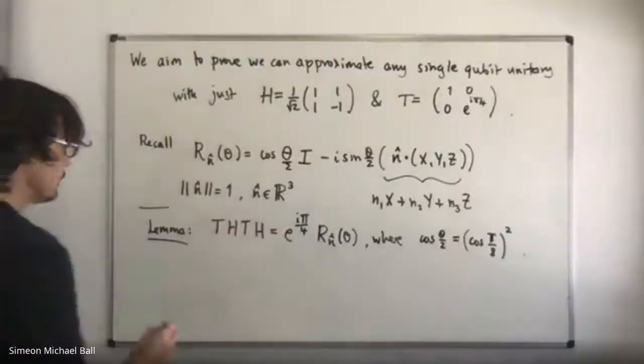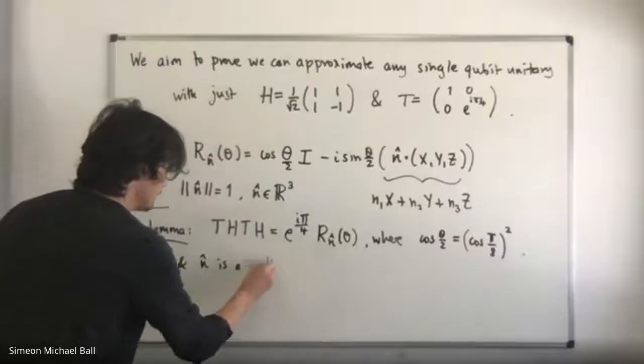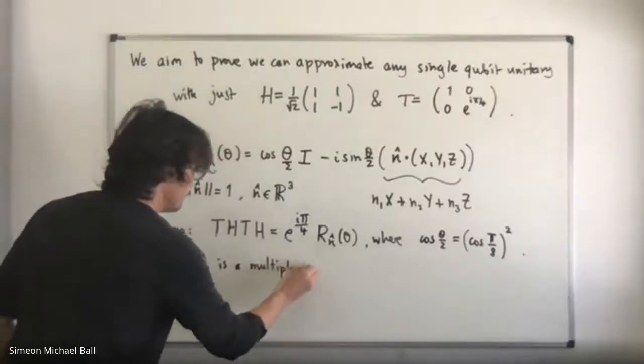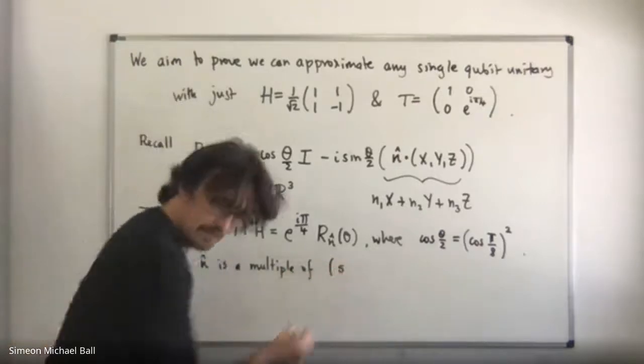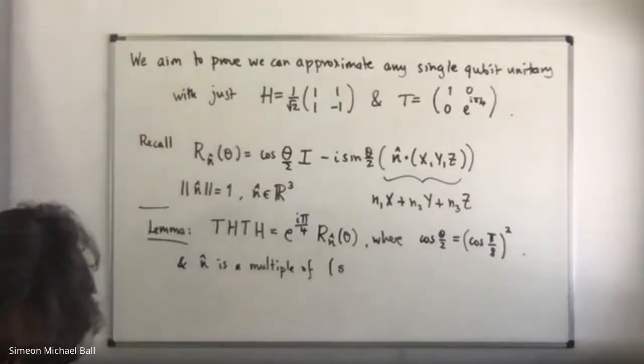The n, like the n vector. Like, yeah. Okay. Where should be something. Is a multiple of. Is it sine first or cosine? Cosine. Cosine.